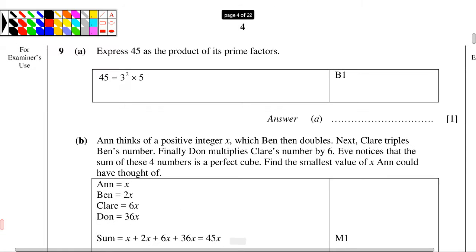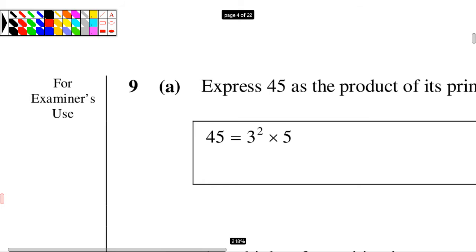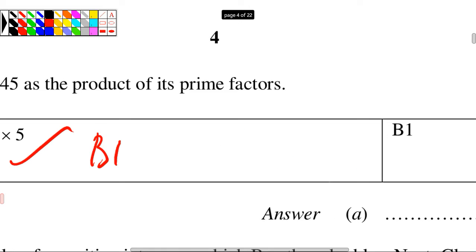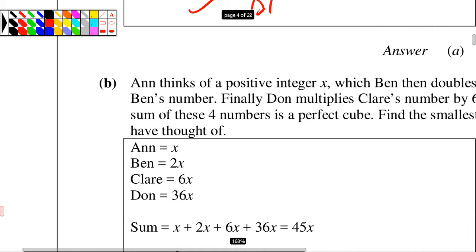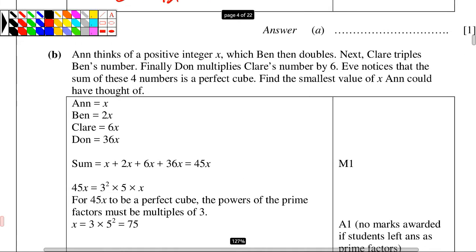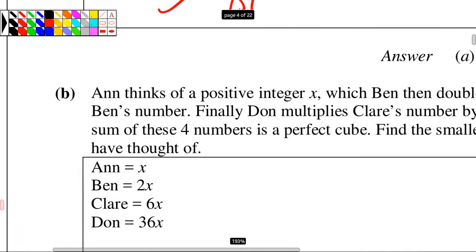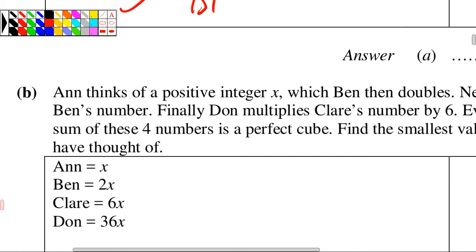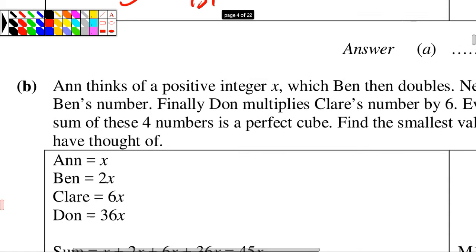Okay, this one, next one should be easy. Marking. So this is 1 mark. Next one. Whoa. How many of you got this correct? What's the answer actually? 75.